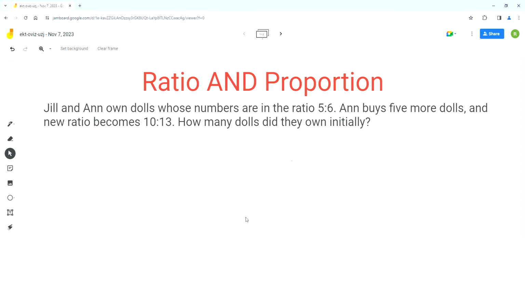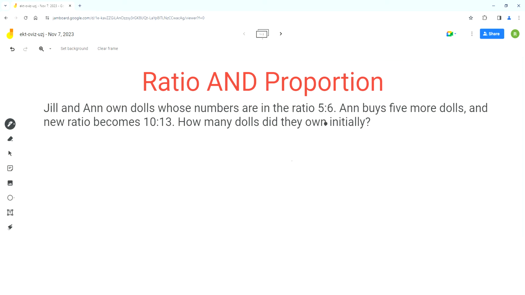Hello everyone. So in today's video, we will solve this word problem based on the concept of ratio and proportion. As per the problem, Jill and Anne own dolls whose numbers are in the ratio 5 to 6. And then Anne buys 5 more dolls and the new ratio of dolls becomes 10 to 13. And we need to find how many dolls did they own initially.